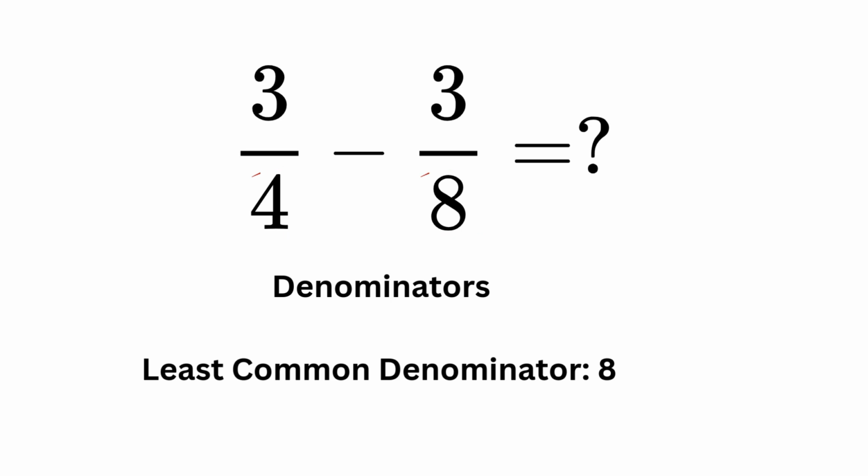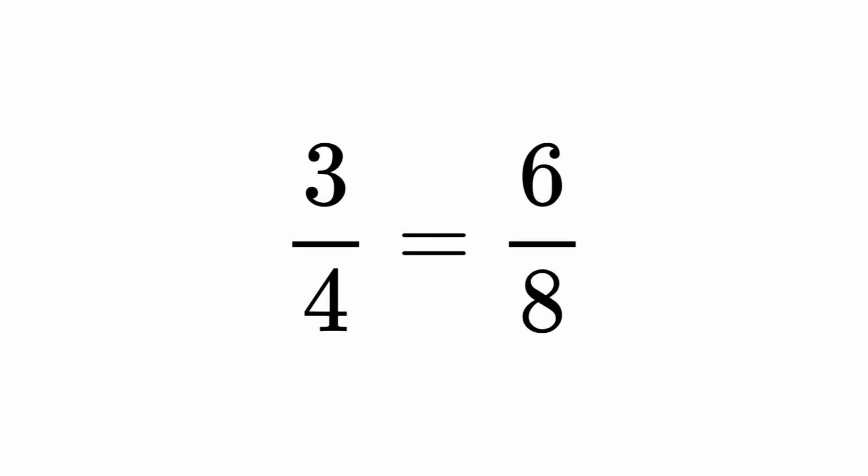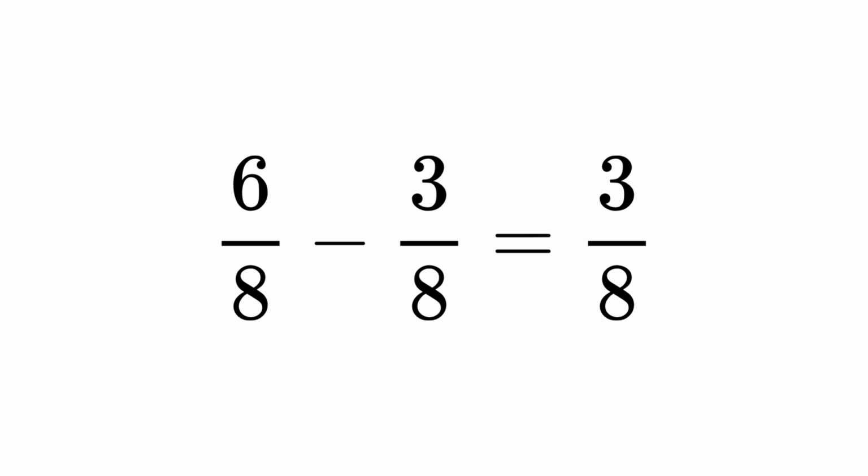Convert 3/4 to 6/8 so both fractions have the same denominator. Now, subtract the numerators. 6 minus 3 equals 3. So, 6/8 minus 3/8 equals 3/8. You have 3/8 of a pizza left.